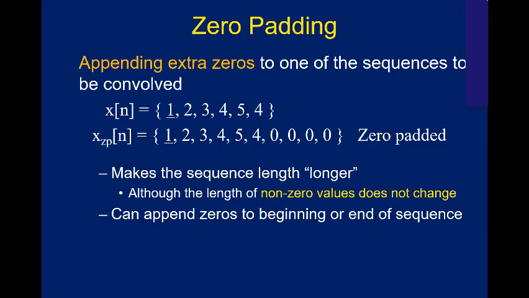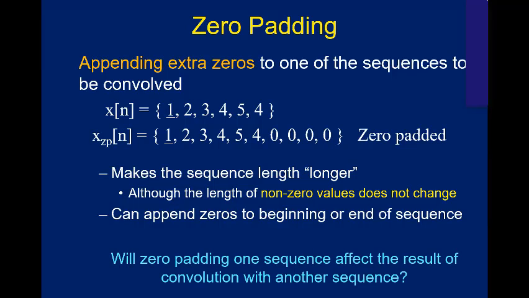Turns out we can append zeros to the beginning or the end. They would both be considered versions of zero padding. And we want to investigate, if I do this to a signal, does that affect the results of convolution when I use that signal with the zero padding?